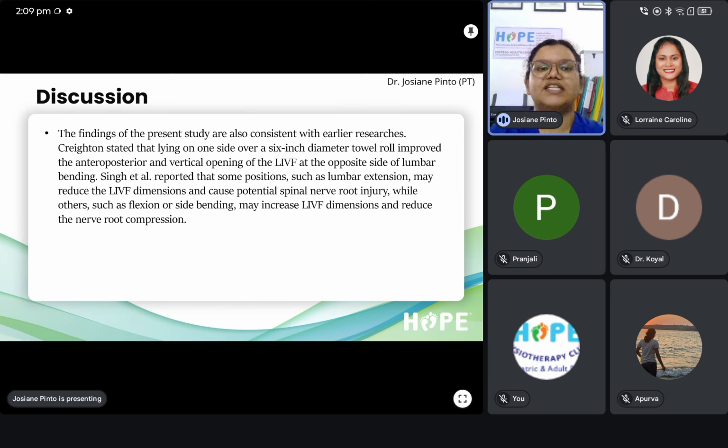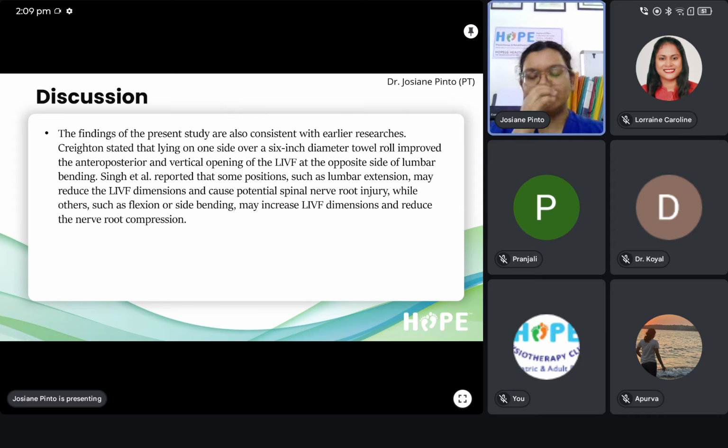A study by Creighton stated that lying on one side over a 6-inch diameter towel roll improved the AP and vertical opening of the LIVF at the opposite side of lumbar bending. And another study by Singh et al. reported that some positions such as lumbar extension may reduce the LIVF dimensions and cause potential spinal nerve root injury.